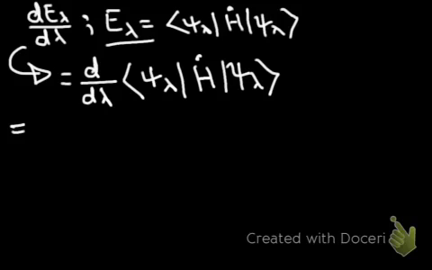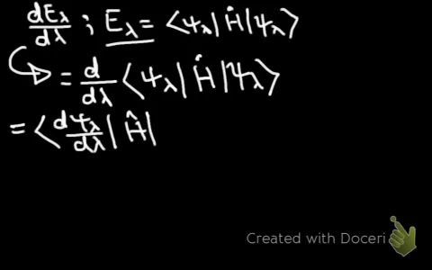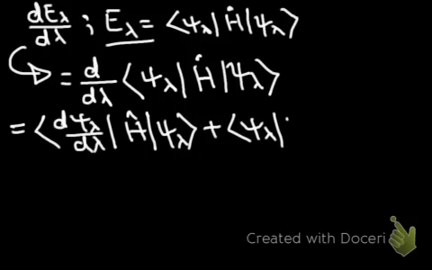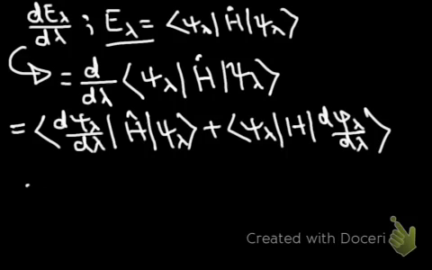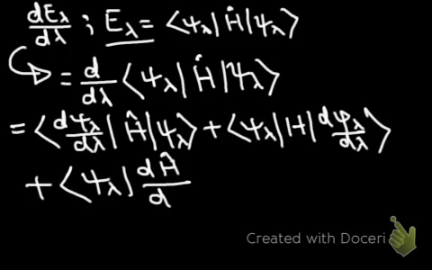Now let's go further and distribute this derivative. This is some algebra. d psi lambda over d lambda, Hamiltonian, psi lambda, plus psi lambda, Hamiltonian, d psi lambda over d lambda, and finally the final term, psi lambda, where the derivative acts on the operator, psi lambda.